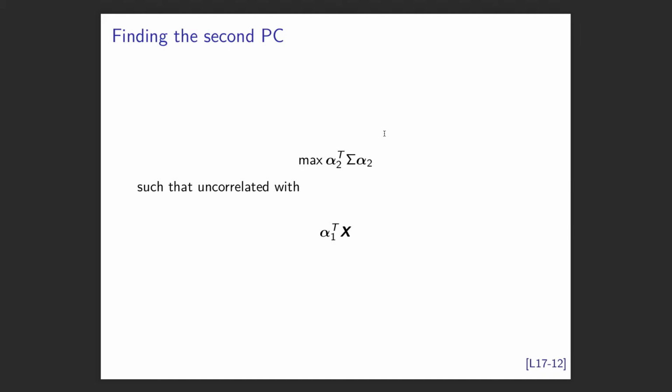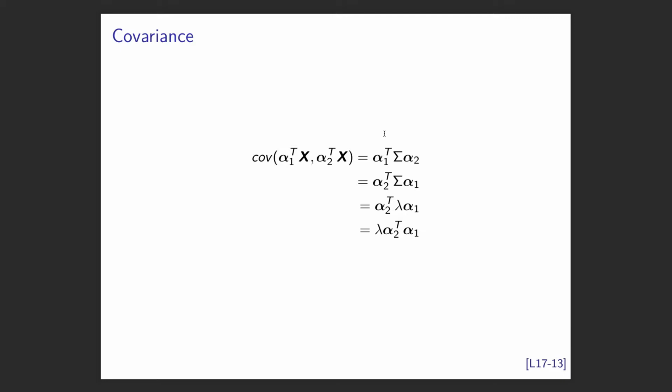Well, let's just remind ourselves what uncorrelated means. So I've got the covariance of the first principal component and the second principal component, so alpha 1 transpose x and alpha 2 transpose x. Well, you can rewrite that using your covariance of random vectors as alpha 1 transpose sigma alpha 2, which I can swap round by taking the transpose as alpha 2 transpose sigma alpha 1. You might go, well, you just did a transpose, that's a bit dangerous, but the nice thing about sigma is it is symmetric. It's a variance covariance matrix.